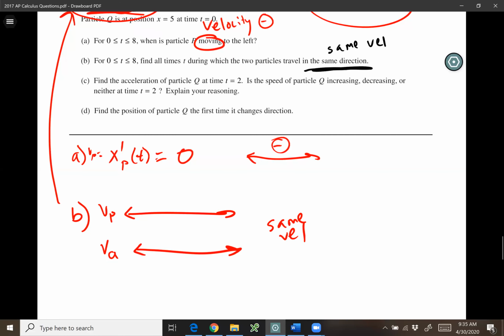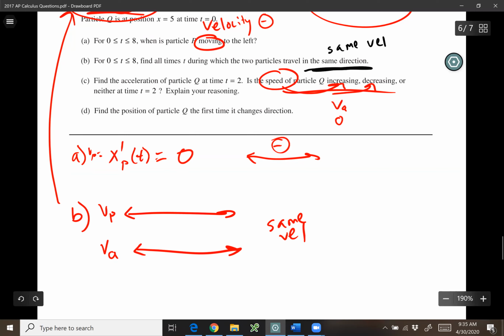Okay. C, find the acceleration of Q, and is the speed increasing or decreasing? So acceleration would just be the derivative of velocity. Speed increasing or decreasing, remember, was when VQ and AQ of 2, because that's what they're asking at time 2, do they have the same sign or do they have opposite signs?